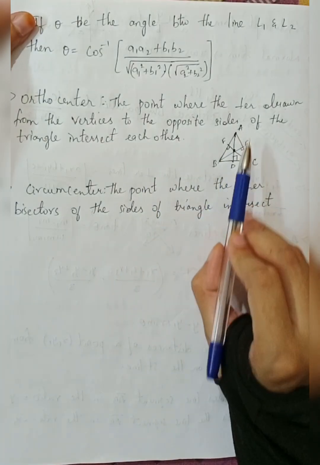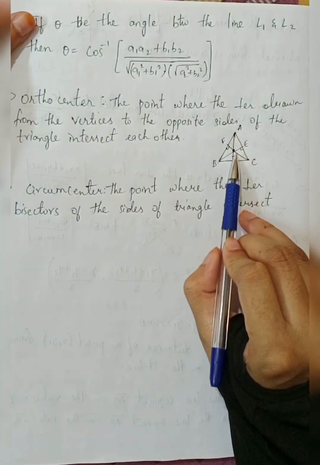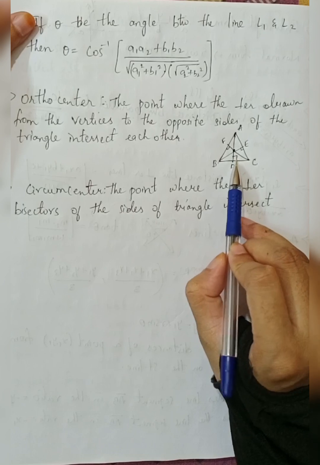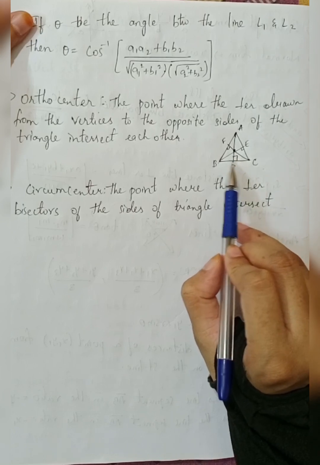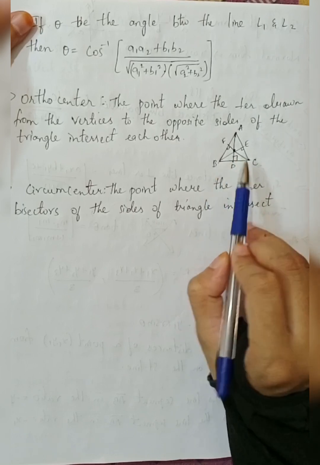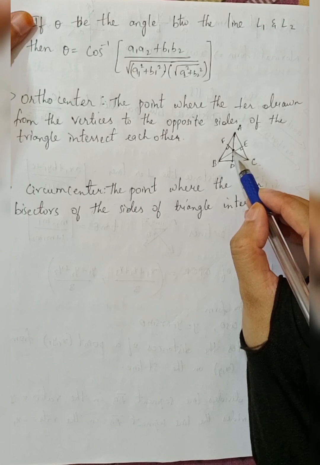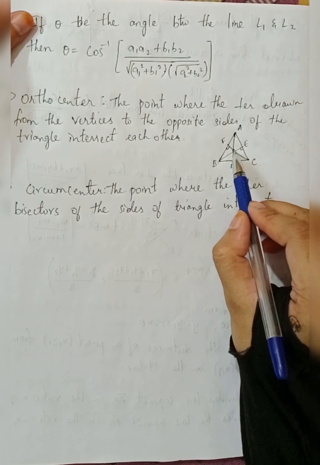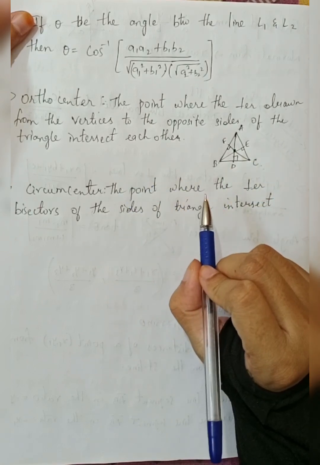So A's opposite side is BC. So AD is an altitude. Altitudes are perpendicular to the opposite side. So where these three altitudes intersect, that point is called as orthocenter.